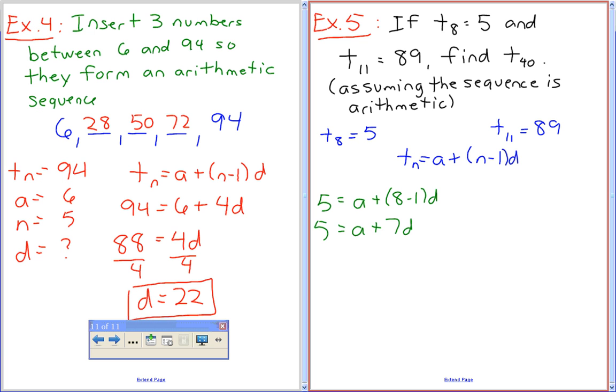T11 equals 89. Amy, go. Which is 89 equals A plus 10D. Okay, I look at this question and I am not happy. I have two equations, two unknowns. It's time to give up, I think.